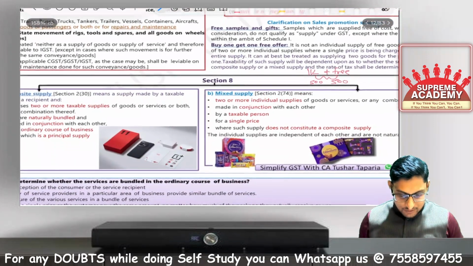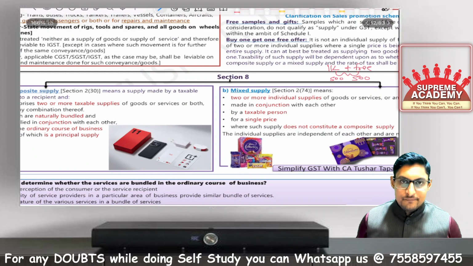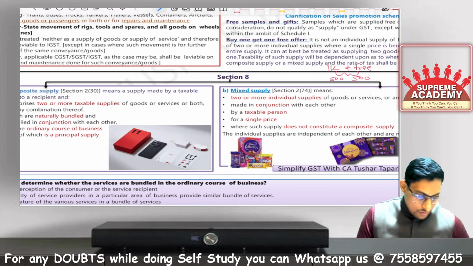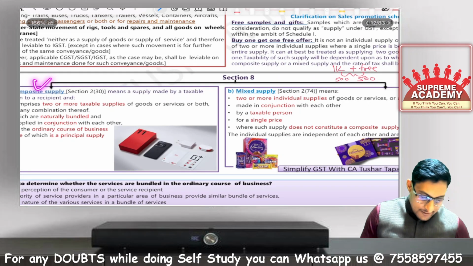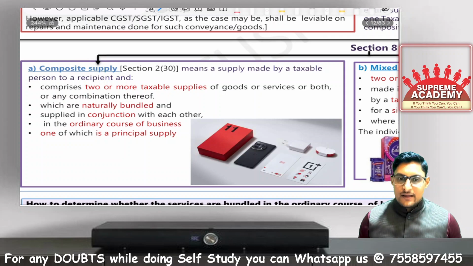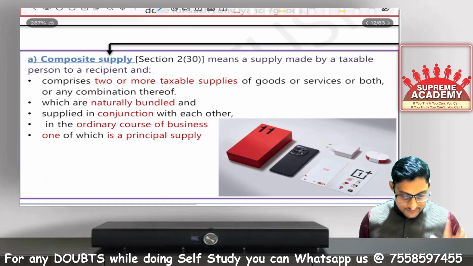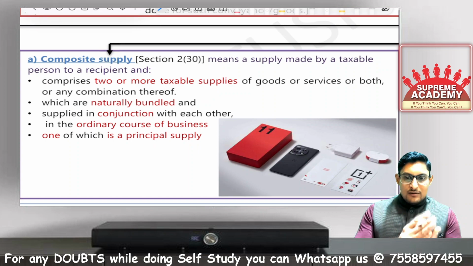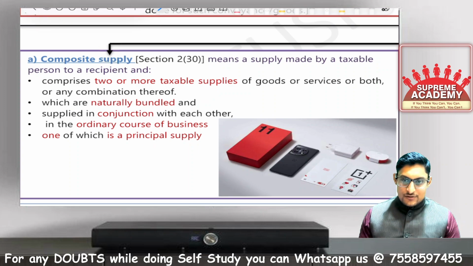Now we are going towards section number 8. What this section tells about is the definition of composite supply and mixed supply. Coming towards the definition of composite supply. Sir, what do you mean by composite supply? See, to learn this definition, we have distributed it into different parts.